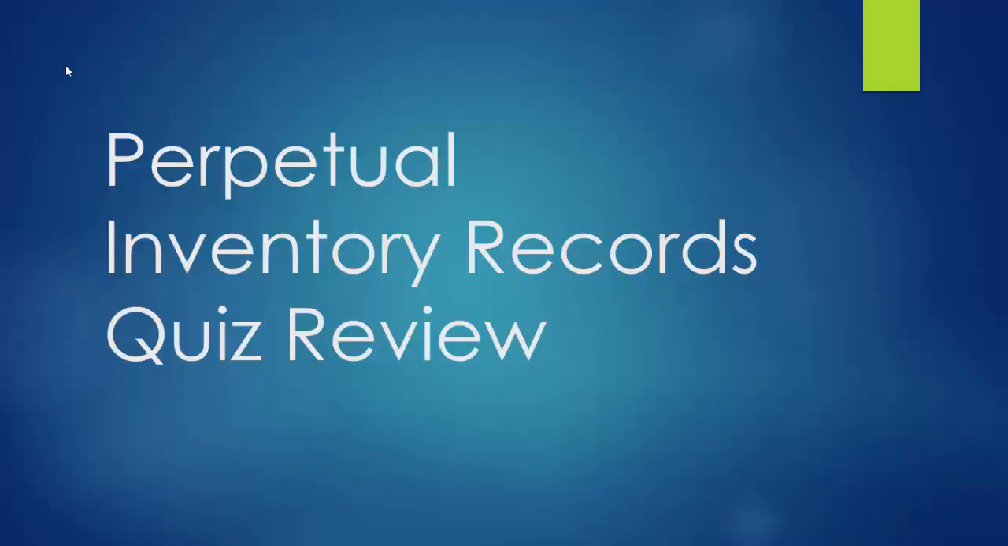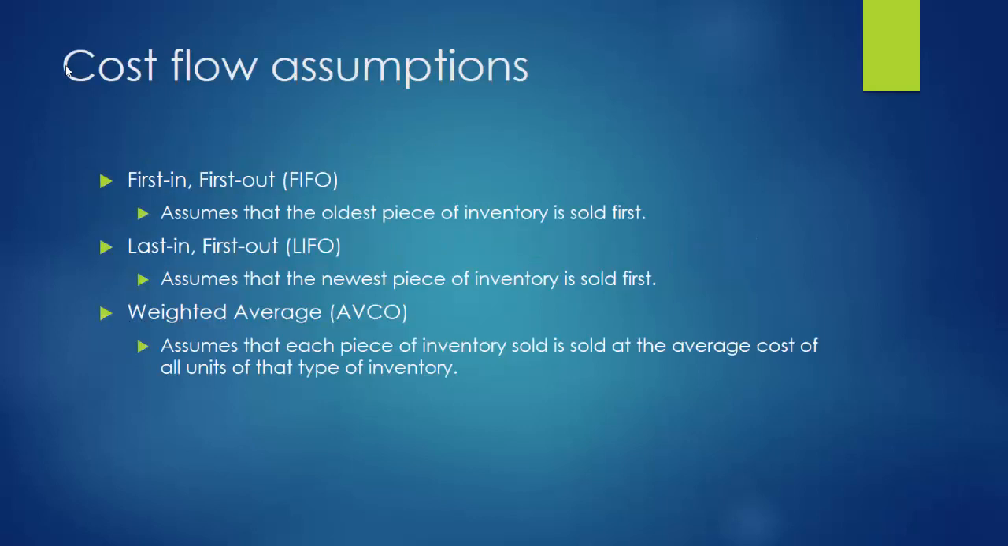Hello everyone, this is the quiz review video for your quiz on perpetual inventory records, which is chapter 6 on Pearson. Before we get started, it's really important that you understand the three different cost flow assumptions. They are FIFO, LIFO, and AVCO.